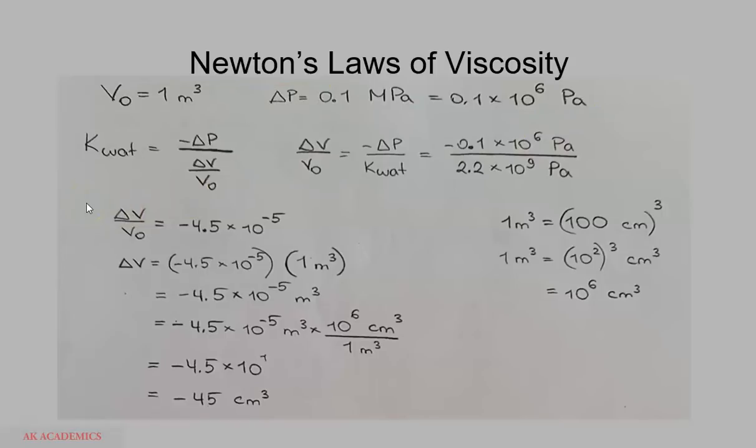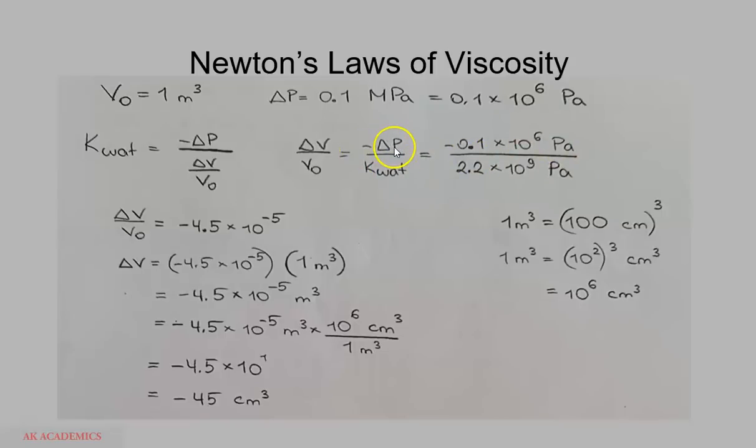So what we are looking for, this K water represents our bulk modulus of elasticity, which is going to be equal to minus delta P divided by change in volume divided by initial volume. If you then rearrange this expression, our change in volume over initial volume would be equal to minus delta P divided by the bulk modulus of elasticity. This therefore will give us the following expression.